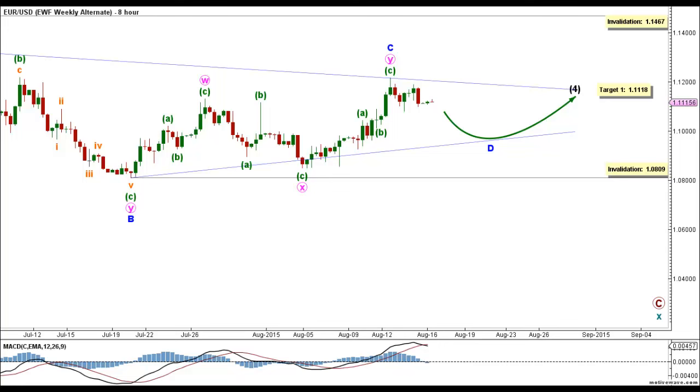However, minor wave D may reach 1.0965 before minor wave E reverses towards the upside to complete intermediate wave 4 at around 1.1118. This wave count is invalidated by movement above 1.1467, as minor wave C may not move beyond the start of minor wave B. It's also invalidated by movement below 1.0809, as minor wave D may not move beyond the start of minor wave C.